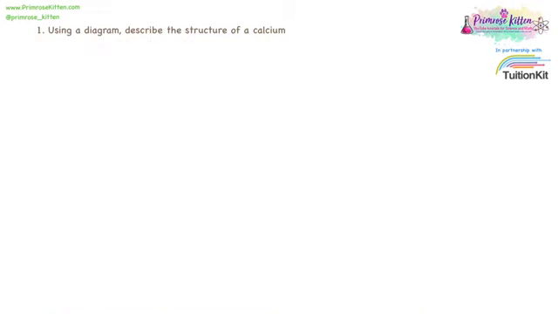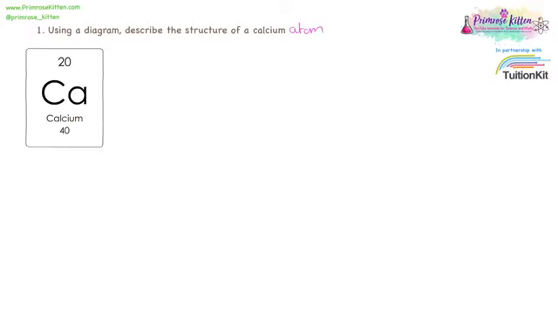Using a diagram, describe the structure of a calcium atom. So we can see from our periodic table that calcium has a mass of 40 and an atomic number of 20. It doesn't matter which way around they are, it doesn't matter where they're located, just as long as the larger number is the mass number and the smaller number is the atomic number.